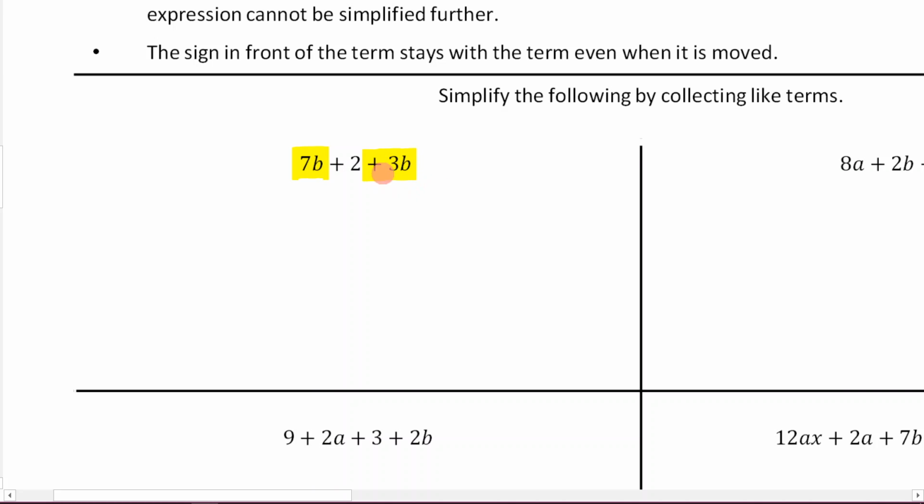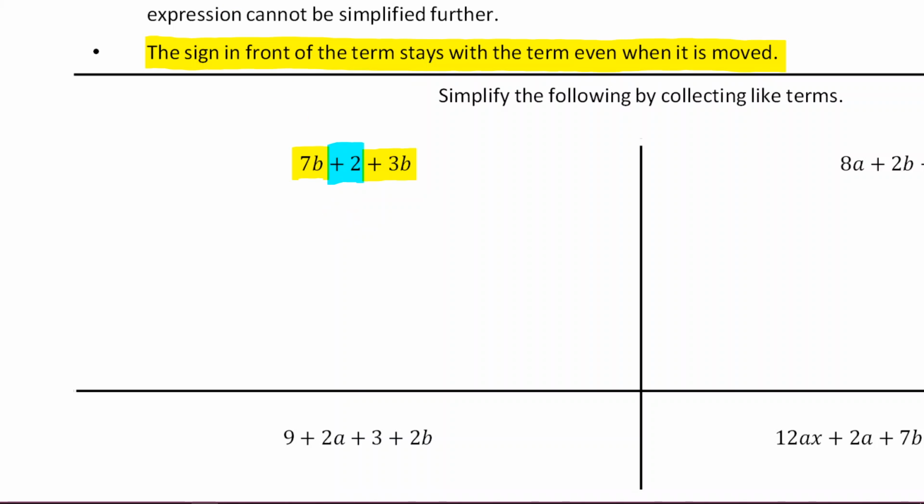And as you can see, I've highlighted the plus in front of 3b, because this sentence right here says the sign in front of the term stays with the term even when it is moved. So make sure you're always highlighting the sign in front of the term. Now, plus 2b is not a like term because it doesn't contain that pronumeral b.